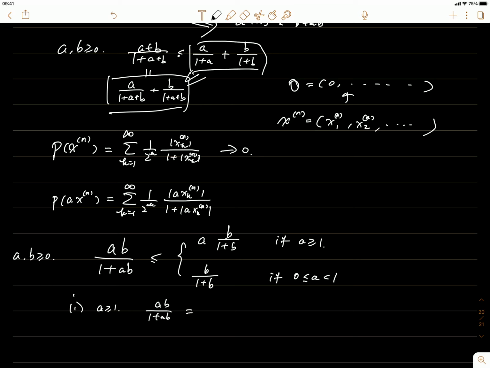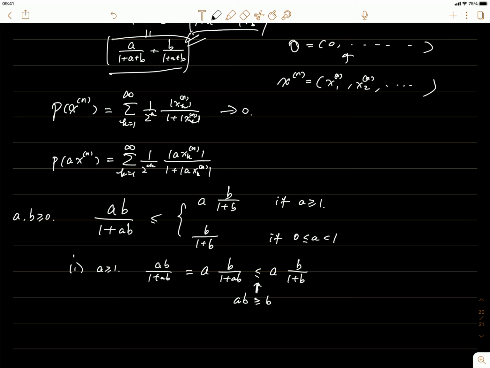It should be equal to, say I divide both. Let me just write it in this way. So it's a times b over b plus ab. Okay, and now the ab is bigger than or equal to b. So that's why the denominator is bigger than or equal to a plus ab. It's bigger than or equal to 1 plus b. So that's why the whole thing is less than or equal to 1 plus b. Okay, so this is because of that.